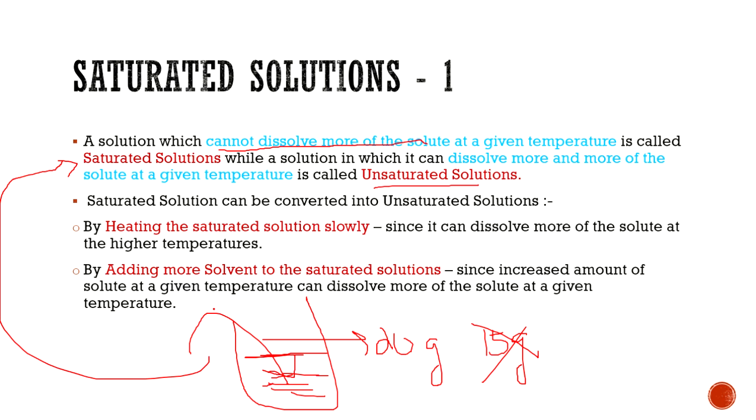Next time, don't write vice versa. Next time, you have to write: a solution in which it can dissolve more and more of the solute at a particular or given temperature is known as an unsaturated solution. Don't write like the fourth sentence, that vice versa is called unsaturated. That's wrong. I just made it clear for understanding.